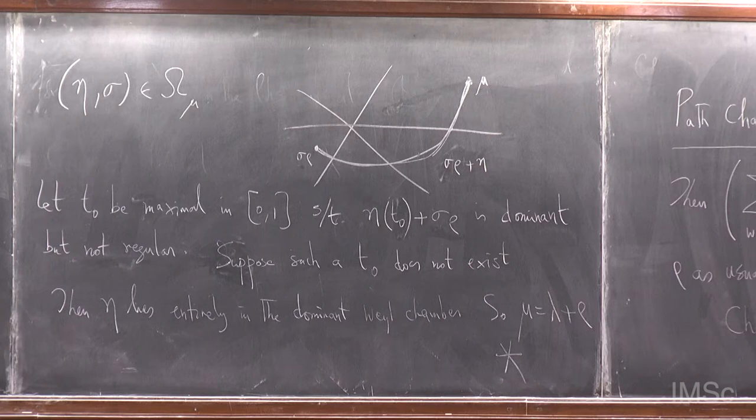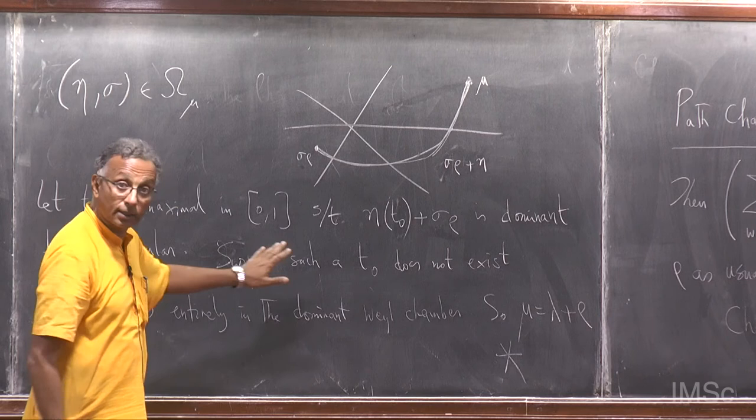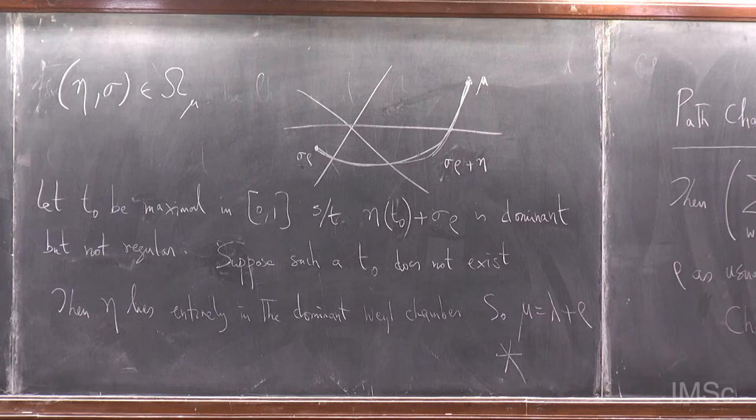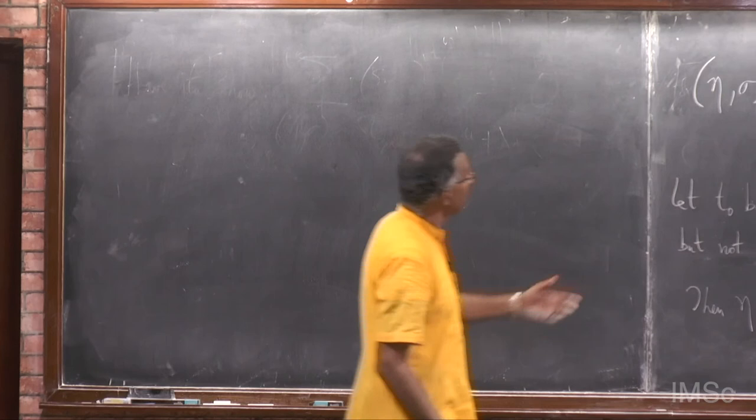So what you do is, by contradiction, suppose such a tree does not exist. Now, I put the following. Given any such path, such a T naught exists, right? I take the maximal one.